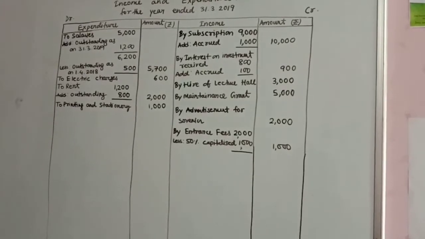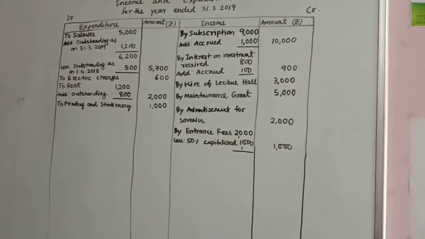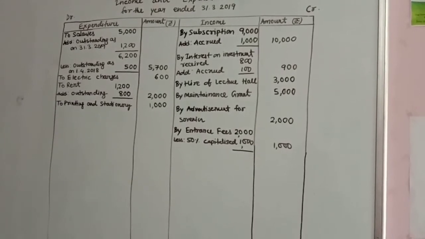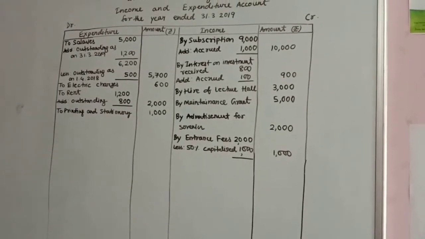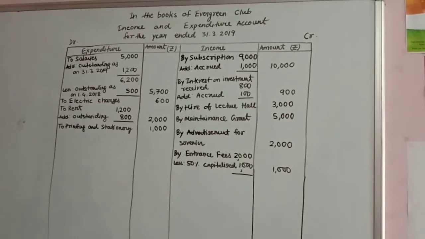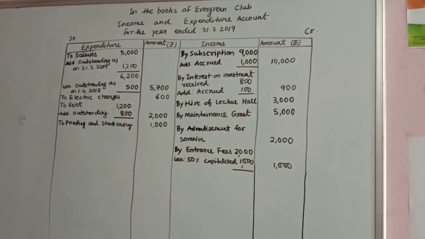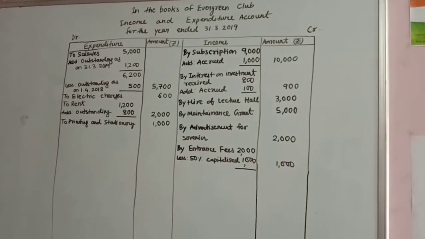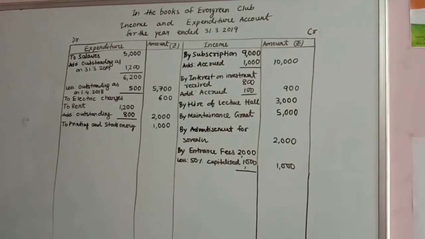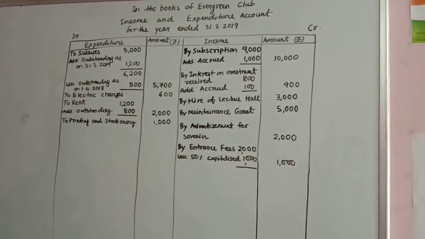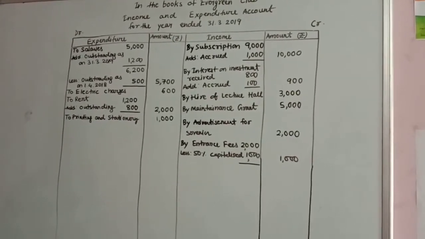Next you have furniture. Now you can understand, furniture is not a revenue item. It is a capital expenditure because it is an asset. You do not purchase furniture on a regular basis. It is not recurring in nature, so it will not appear on the expenditure side of the income and expenditure account. Okay, so furniture is not going to appear, but depreciation on furniture will come.